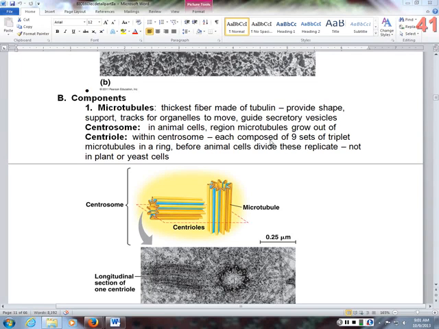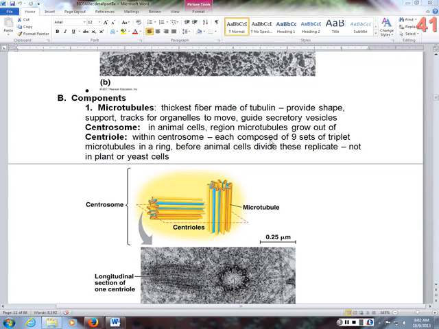Along with doing that, they're also involved with making a couple of other structures. We've got the centrosome that is going to be in animal cells, which is going to be a region where the microtubules are going to grow out of. So when you go to divide your cell, you're going to have these microtubules that are going to help stretch across, and the centrosome is going to be where they grow out of.